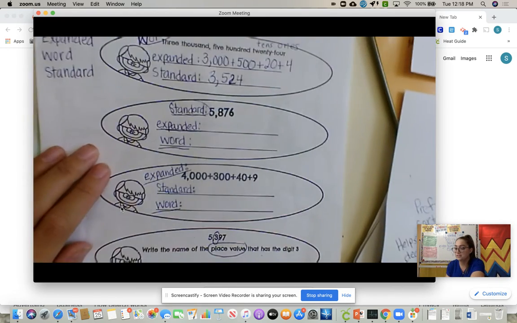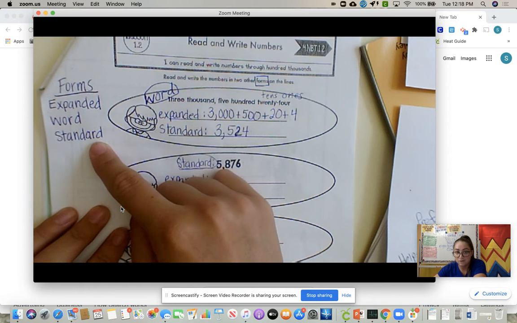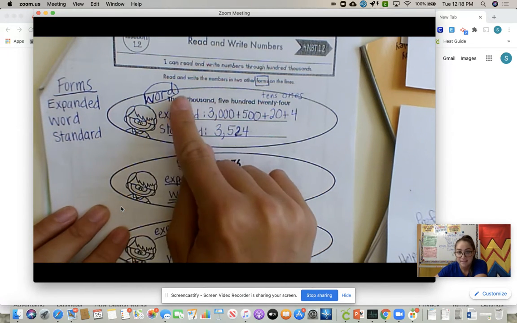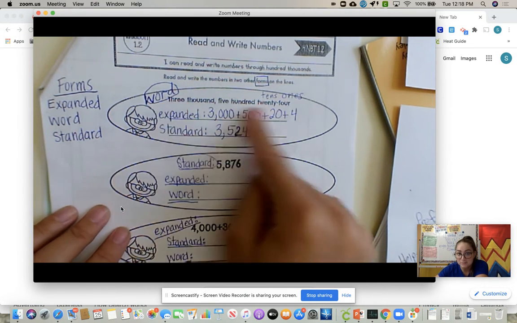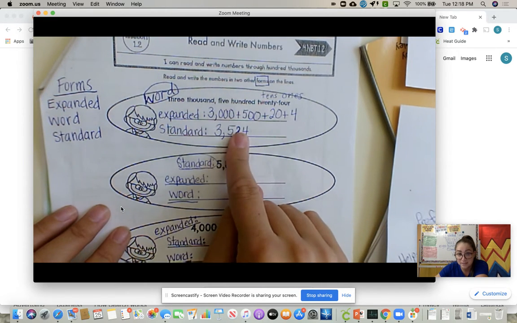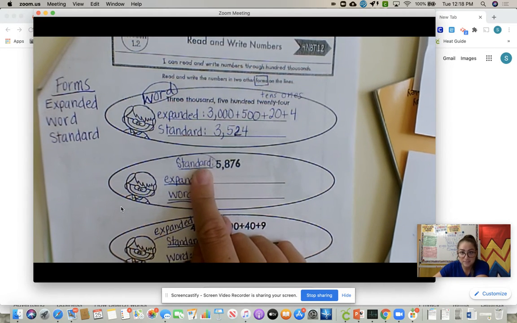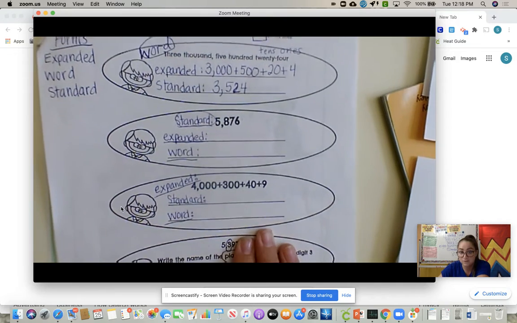And we did the first one together. First, I had them label or write down all the forms so they didn't forget. They told me that this was word form, and then we wrote expanded, then standard, and they told me the answer. Then we labeled it together. We did it together. So standard, and they need to find expanded in word for homework.